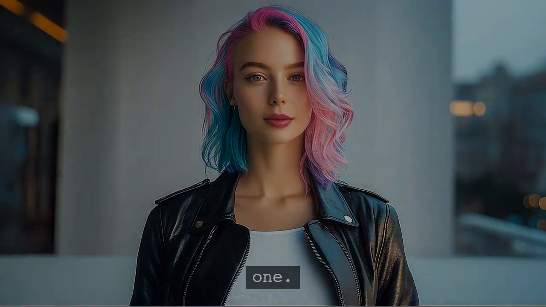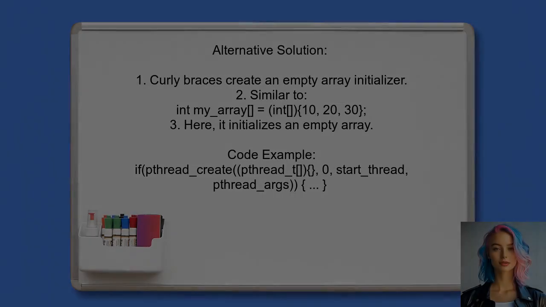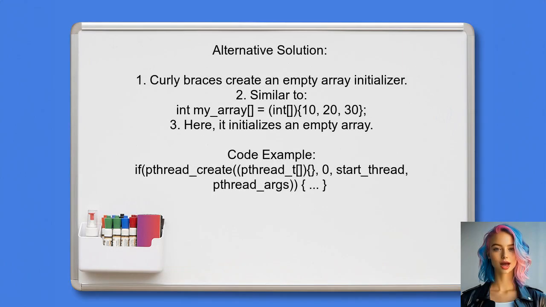Let's take a look at another one. This user explains that the curly braces in the function argument create an empty array initializer. They compare it to a typical array initialization, where you might define an array with specific elements. In this case, since there are no elements, it results in an empty array.